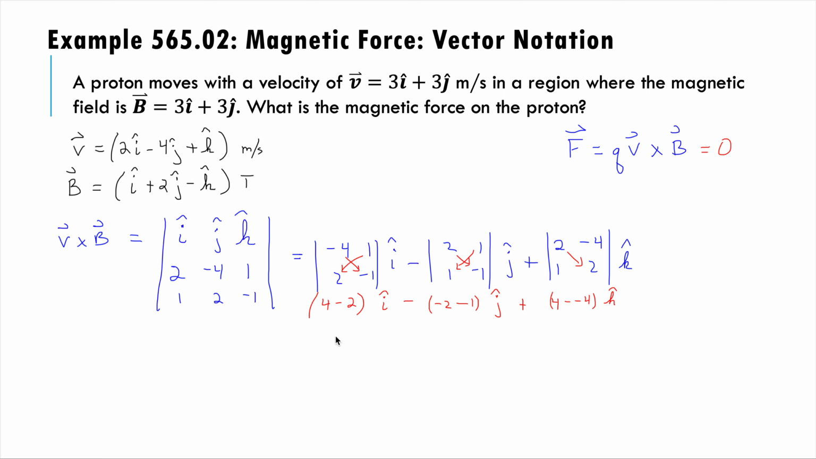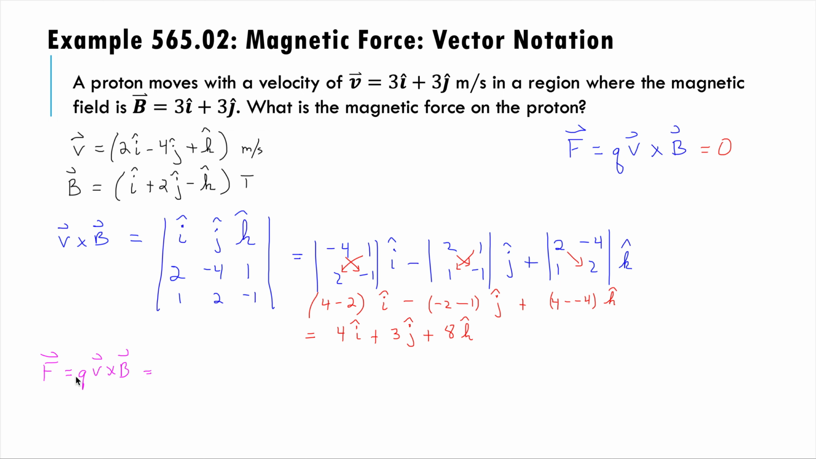So this leaves us with 2i minus or plus 3j plus 8k. This is the cross product of v cross B. And now to find the force, we need to go ahead and multiply all of this by q, since F equals q v cross B.